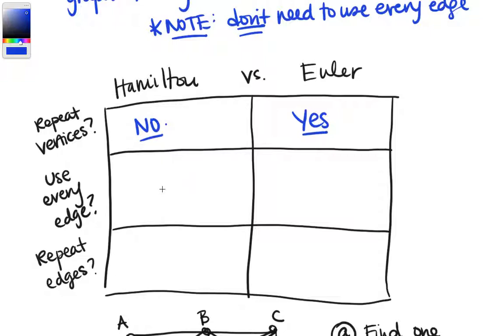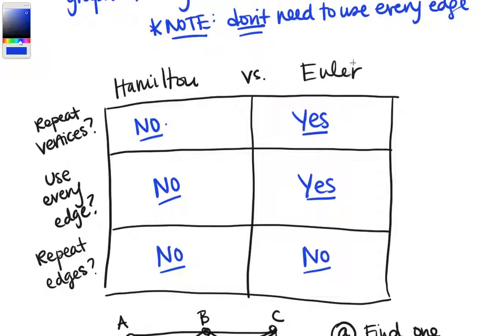On a Hamilton path or circuit, do you have to use every edge? No, you do not have to use every edge. On an Euler one, yes, you do have to use every edge. And what's similar about them is you're not allowed to repeat edges on either one.